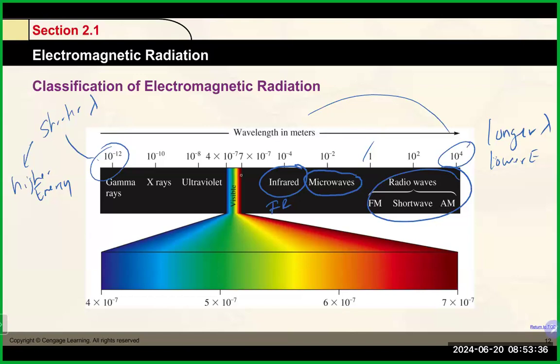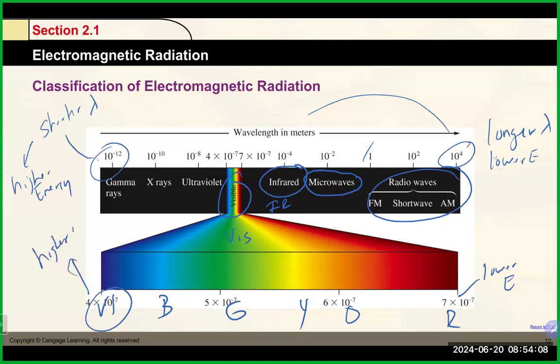Now, when we do get here, this is the visible part of the spectrum. And that is where we see colors, and that is our ROY G BIV. And what we do see is there is a difference in terms of energy. In terms of colors, red is lower in energy, and more towards the purple or violet is much higher in energy.